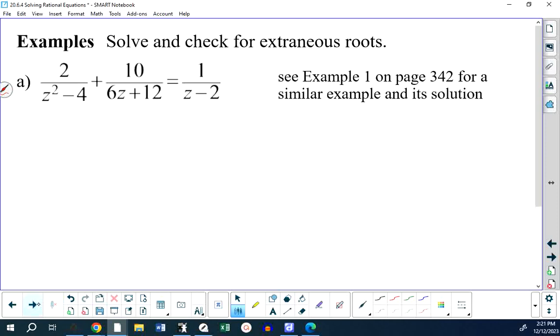So solve and check for extraneous roots. Okay, extraneous roots are solutions you get to an equation that just aren't right. So how can you check for an extraneous root? You can do the work right, get your correct answer, and then put your correct answer that you think is right into the equation. And if the equation is true, then it is right. And if the equation is not, then it's extraneous and it's not a solution.